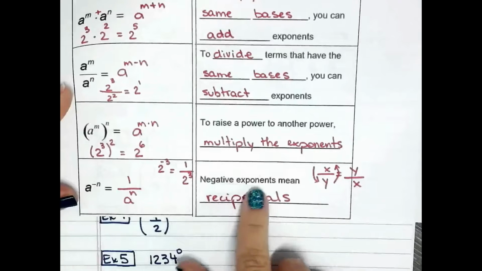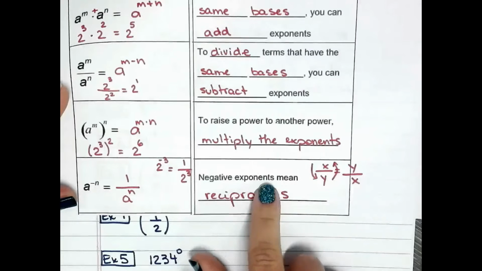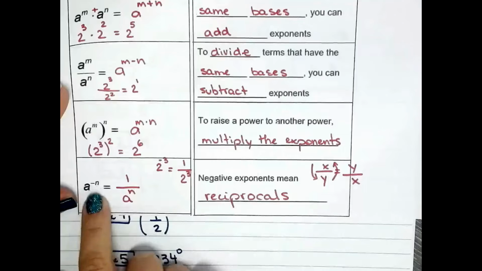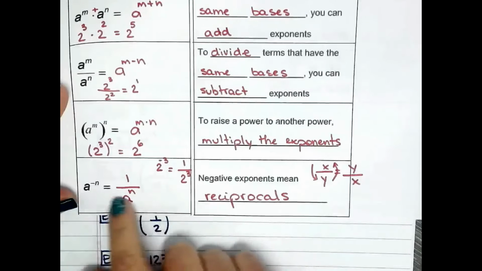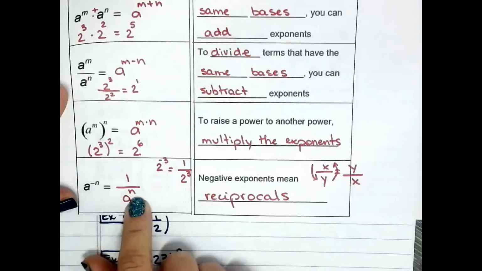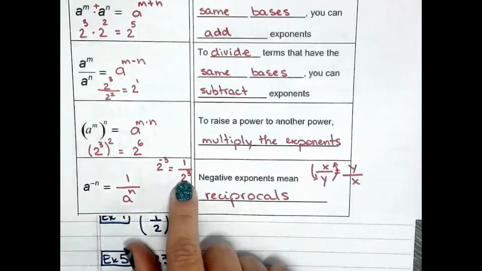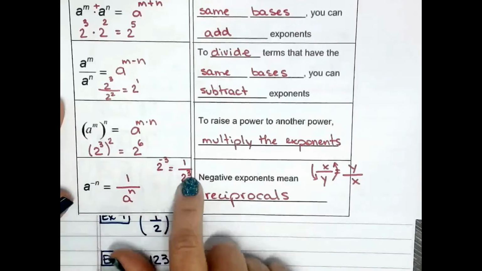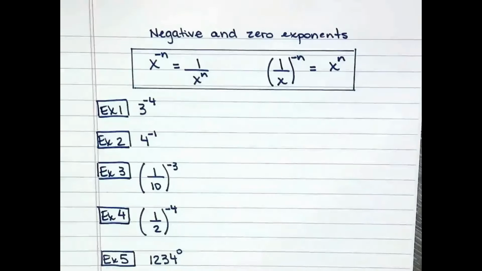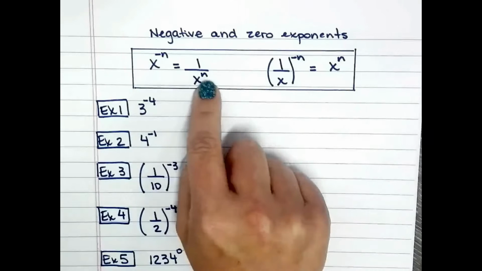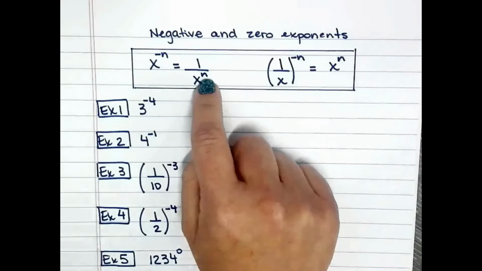From the previous video where we talked about exponent rules, one of them was when we had negative exponents. Negative exponents mean reciprocals. So when you have a negative on the exponent, you make it a fraction and the exponent goes in the denominator, but as a positive, just like this example right here. So it goes upside down, kind of thing.